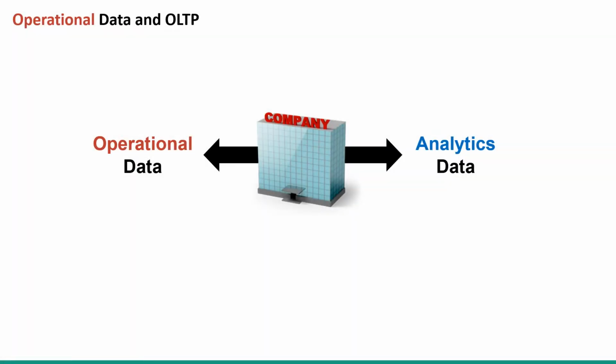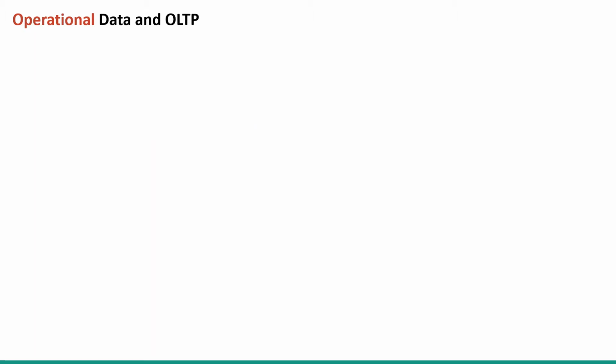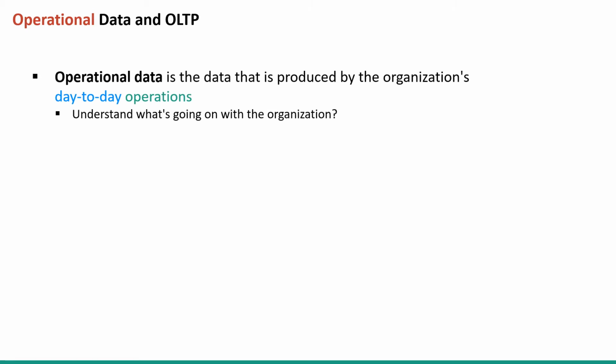In most cases, the selected database type is driven by the type of data to be stored and the use case of that data. In that context, there are two main types of use cases in a typical organization: operational data and analytics data. Operational data is the data that is produced by the organization's day-by-day operation. It's pretty straightforward, and in most cases will look almost the same for many organizations.